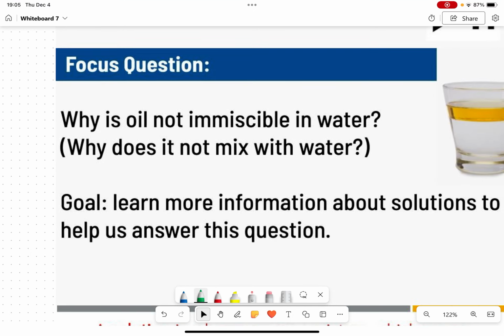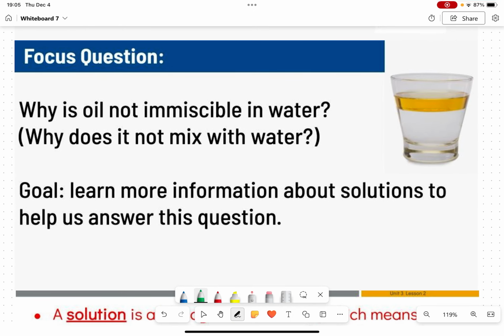While we are going through these notes, we want to keep in mind the question that we answered a few weeks ago, and that is, why is oil immiscible in water, or why does oil not mix with water? Immiscible means it doesn't mix. Our goal for this video is to learn more information about solutions to help us answer this question. This video will not give you a direct answer, but it definitely will help you with answering the question.